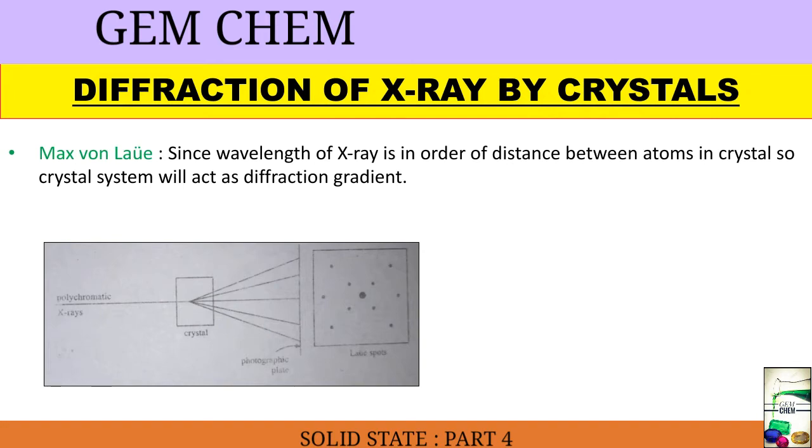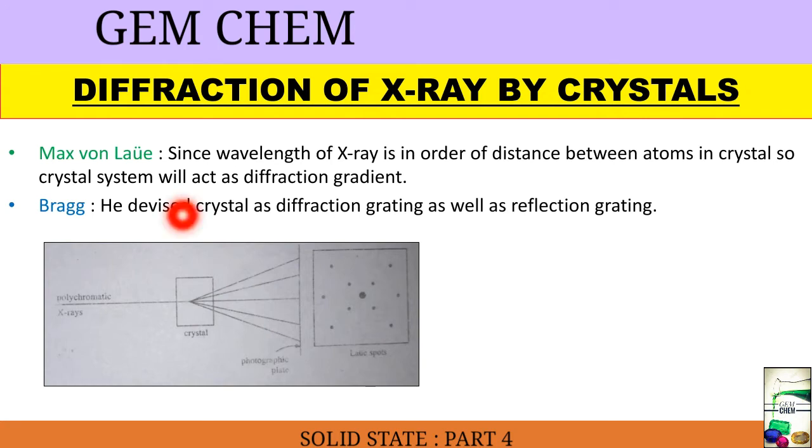Next we will see about Bragg. He was the first to devise the crystal as a diffraction grating as well as a reflection grating. He was of the opinion that since the crystal is composed of a series of equally spaced atomic planes, it can be employed not only as a transmission grating but also as a reflection grating. If the reflected waves from successive layers are out of phase, then due to destructive interference, no diffraction will be observed.